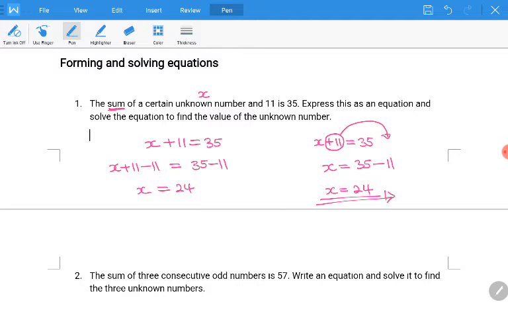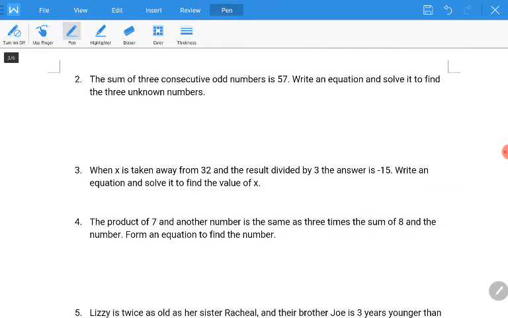Either way you use, you will get the same answer. So it's up to you to decide whether you are going to perform operations on both sides of the equation in order to segregate the unknown value, or your known values can jump the equal sign and change the sign. So we have formulated the equation and we have solved the equation. Let's look at question number 2.